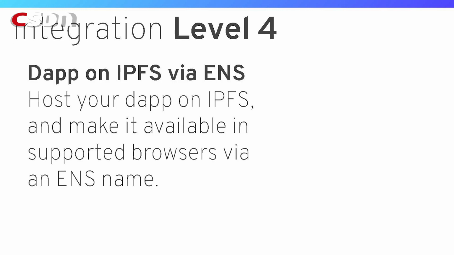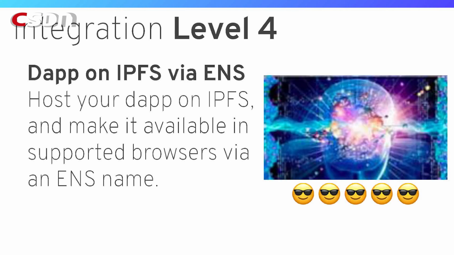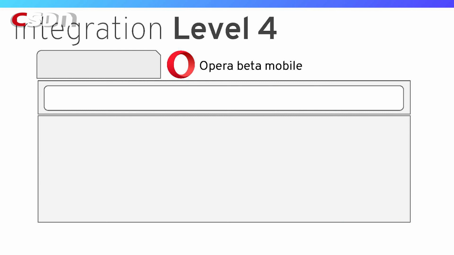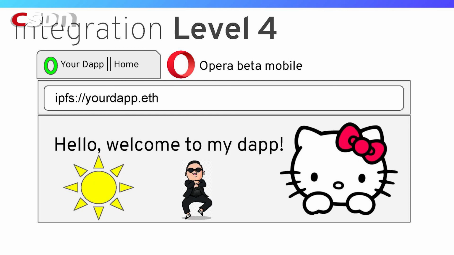Integration level 4 is you can host your DApp, rather than as a normal website that has a centralized server, on IPFS. Make it available via ENS in a supported browser. And this is a little bit more complicated, but really decentralizes your app entirely. We are actually in the Opera beta mobile app right now. We have native integration. If you open up Opera and type in a .eth domain, it will show your DApp. It's pretty amazing. We're in a bunch of libraries here.